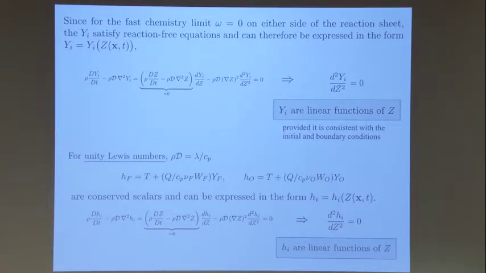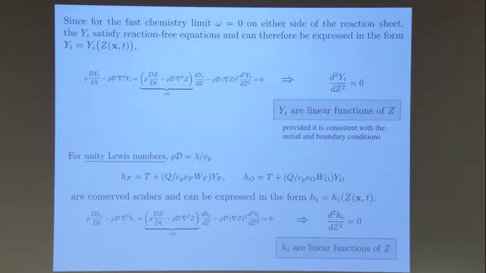What is nice about Z is that if you think of the mass fraction as a function of Z, with Z being a function of space and time, then you can see that a solution of the equation is a linear function. In other words, the second derivative of Yi with respect to Z is 0, assuming, of course, that Z satisfies this equation. Therefore, Yi are a linear function of Z.